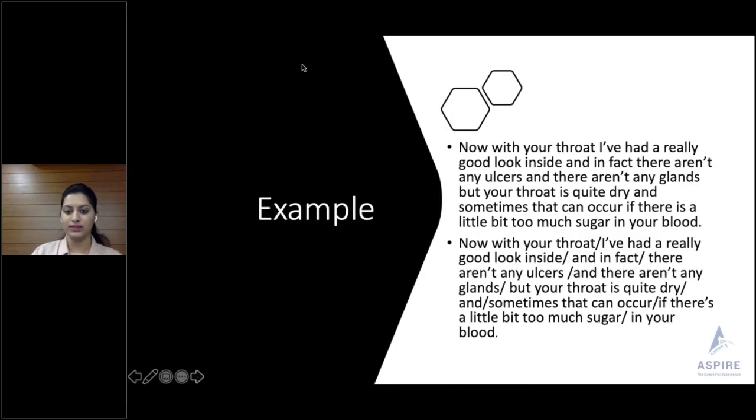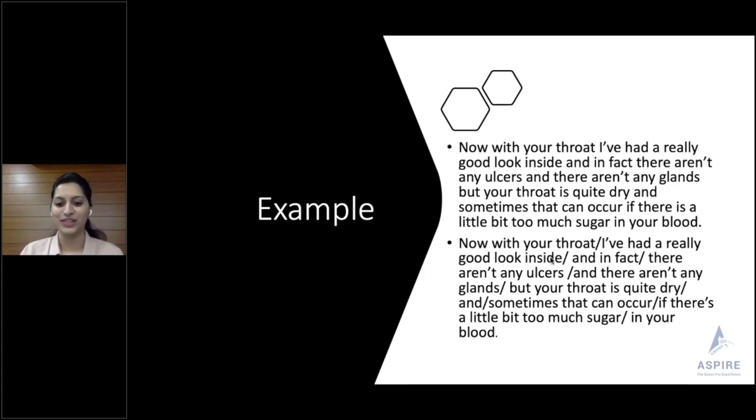Now let's look at an example. What is on top here? This is what you're not supposed to do, and this is what you're supposed to do. Let me read out the example for you. Now with your throat, I've had a really good look inside, and in fact, there aren't any ulcers and there aren't any glands, but your throat is quite dry, and sometimes that can occur if there is a little bit too much sugar in your blood. Please do not do that.